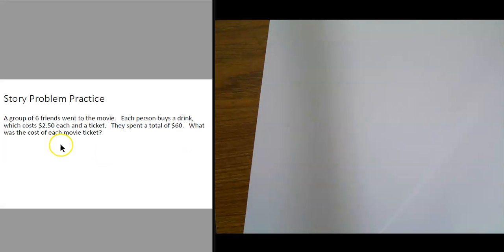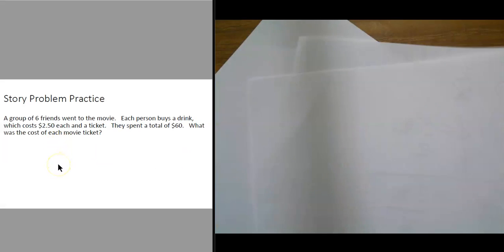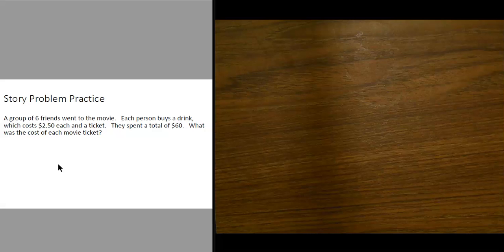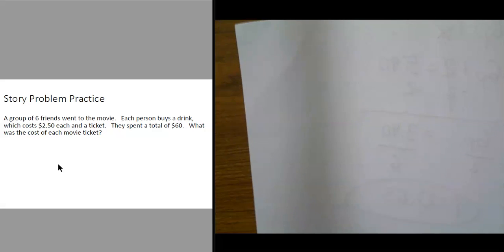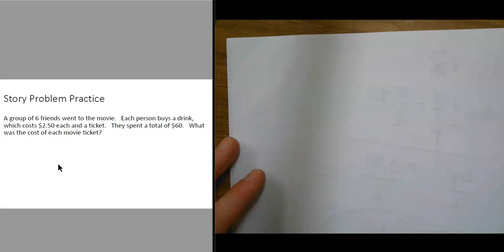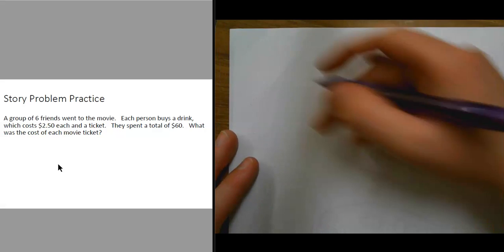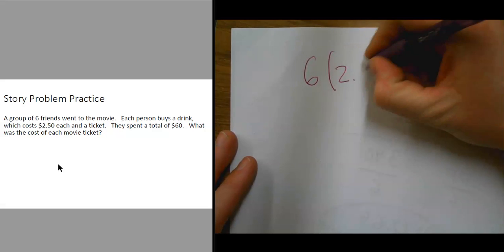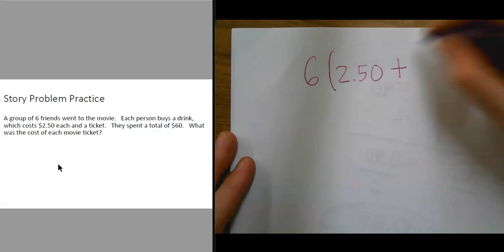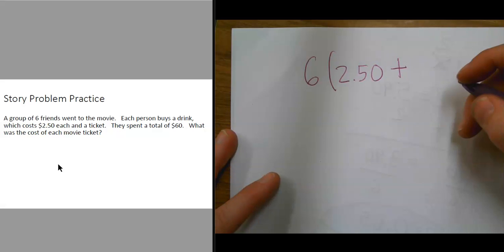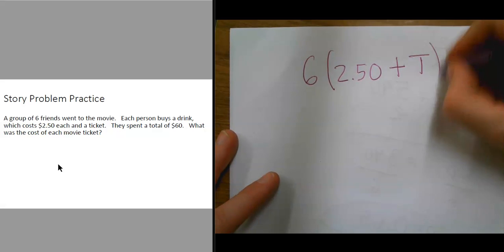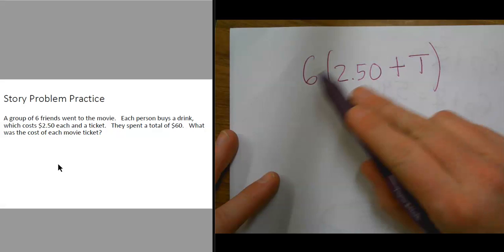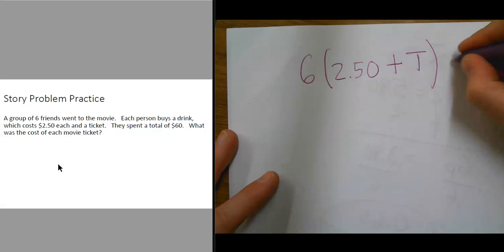Okay, our next one. 6 friends went to the movie. Each person buys a drink, which costs $2.50 each, and a ticket, and they spend a total of $60. What was the cost of each movie ticket? So we've got 6 friends. They buy a drink, which costs $2.50, and a ticket. 6 friends are each buying the drink. They're each buying the ticket for a total of $60.